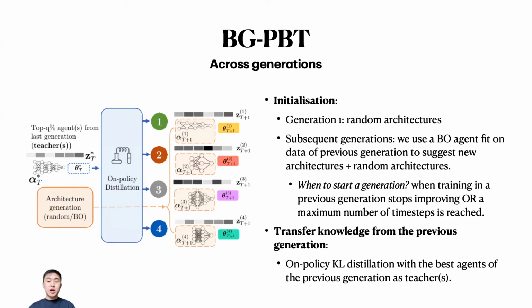So in this paper, we use a simple heuristic: when the training in the previous generation stops improving, or when a prefixed maximum number of time steps per generation is reached. And to transfer knowledge between the generations, we use on-policy distillation with the best agents of previous generations as teachers, and we distill that to a diverse set of new populations in the next generation.